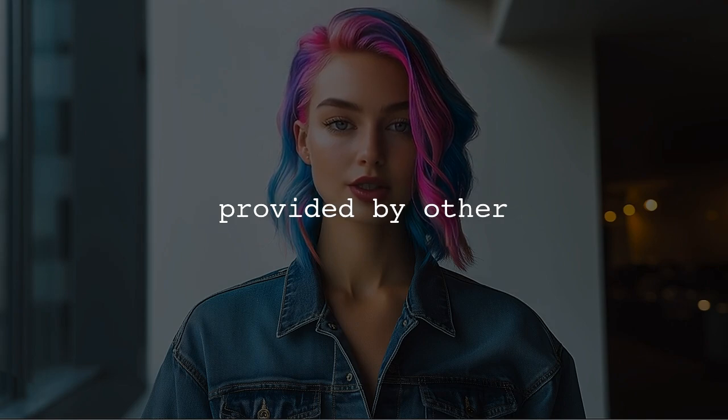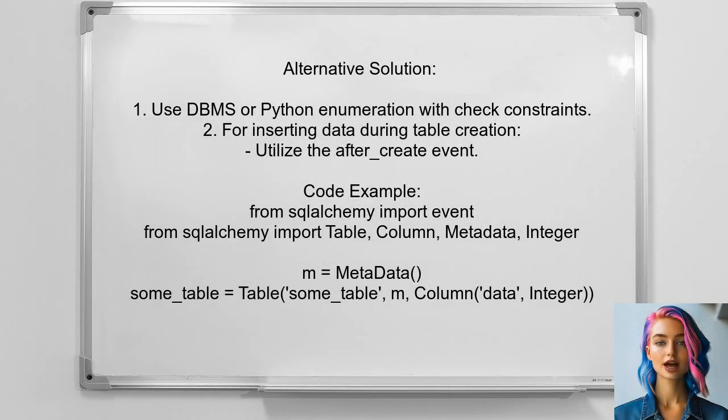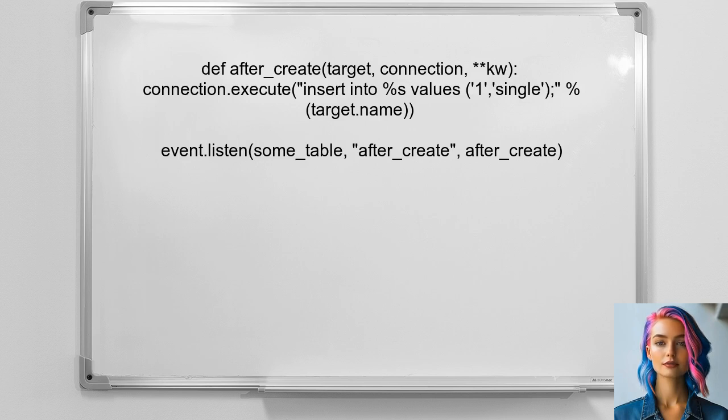Now let's look at the answers provided by other users. This user suggests that constant data known at development time may not belong in a database. Instead, they recommend using a DBMS-based or Python-based enumeration with a check constraint for valid relationship statuses. However, if you want to insert values into the relationship status table during its creation, they propose using the afterCreate event in SQLAlchemy to trigger inserts.